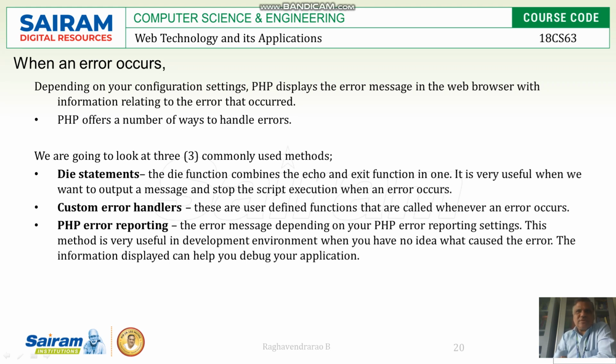It is a useful function whenever an output message is going to be displayed, and it stops the script from executing. So it does all three things in one shot. Second is custom error handlers. They can define the functions whenever necessary. For example, here the conditions will be written: if the condition fails, then the error is raised. So custom errors are what you can specify.